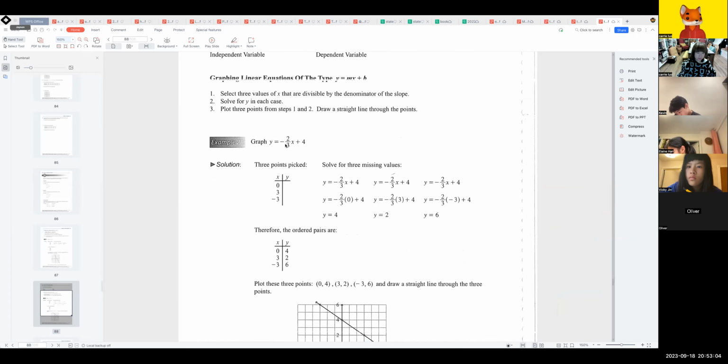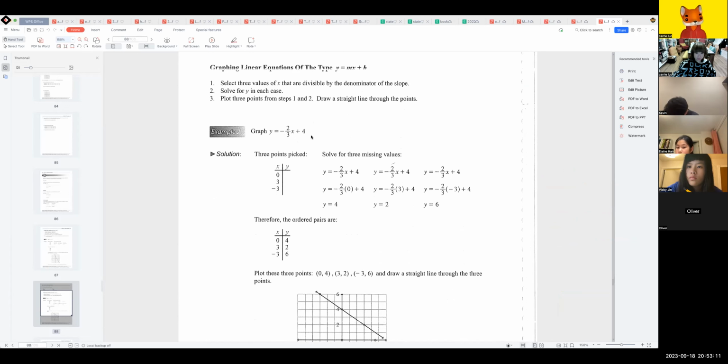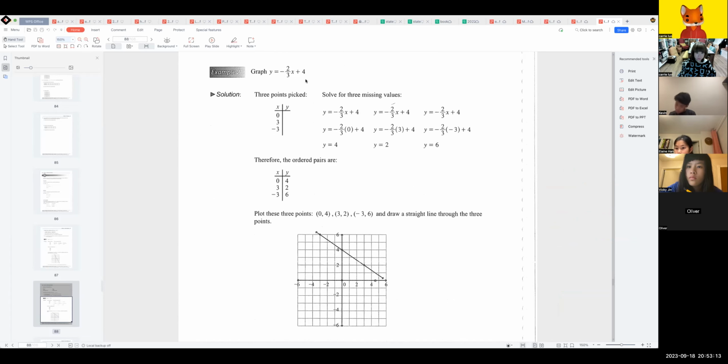Let's take a look at this one. y equals negative 2 over 3 x plus 4. Can you give me a thing? If you take a look, you're going to find out it must go through 4, sorry. And because it's negative 2 over 3, right? So you see, it's pretty flat. If it is negative 4, it's going to be like that.